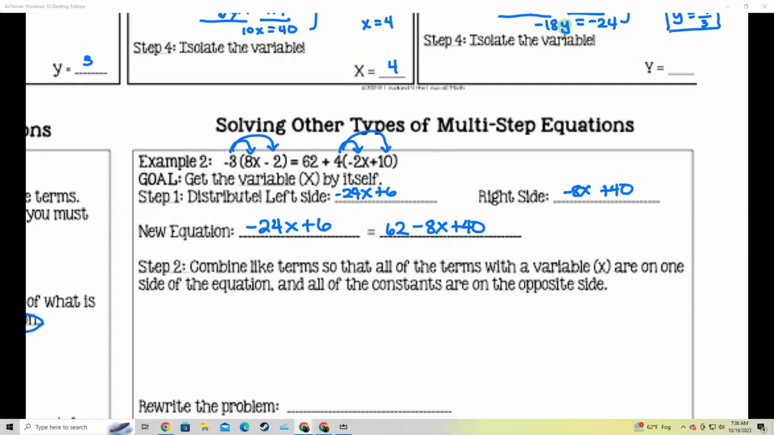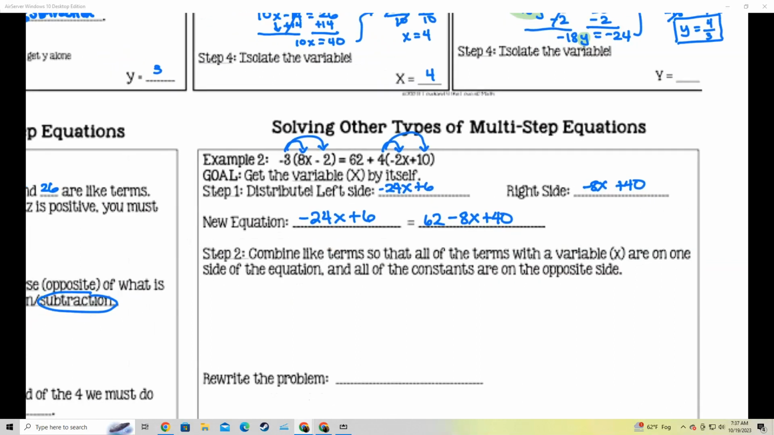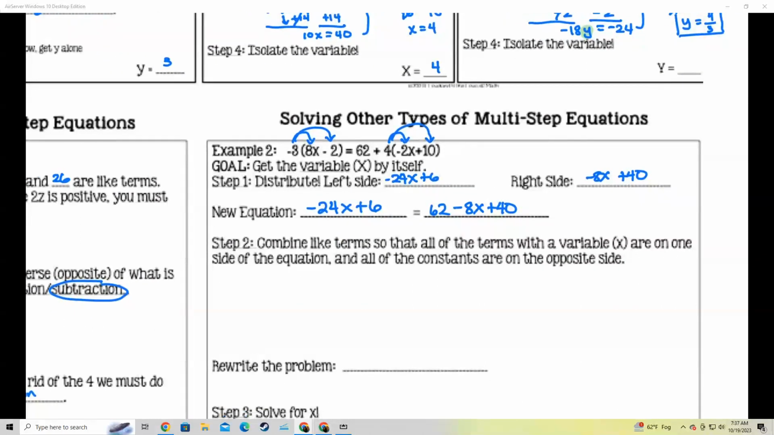All right, so I'm going to add 24x to each side. That way, what I'm left with is a positive number. If I added 8x's on each side, I would be left with a negative number, and that just makes it a little bit more difficult. Okay, so I want to combine like terms, so all the terms with the variable are on one side of the equation. Let me go ahead and write this. Let's see, I got negative 24x plus 6 is equal to 62 minus 8x plus 40.